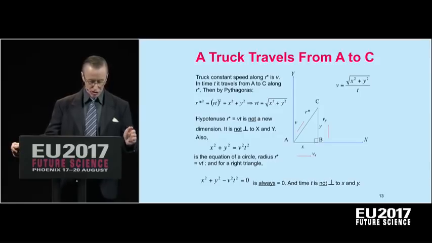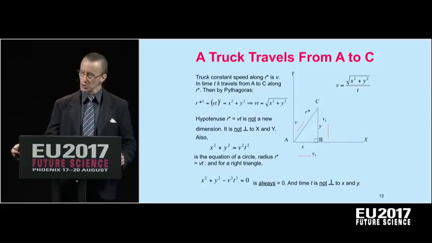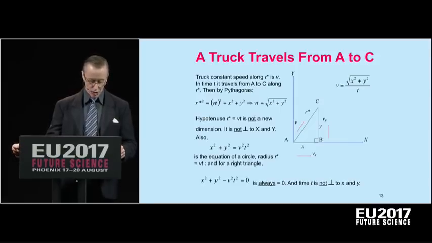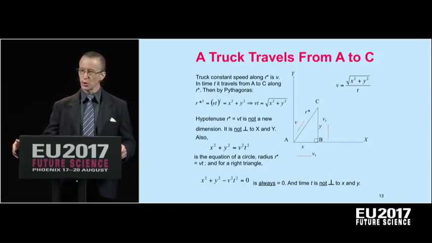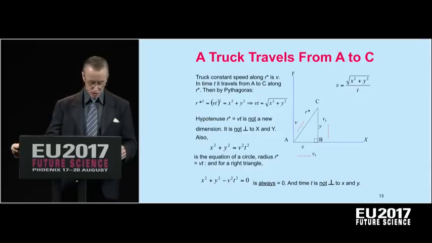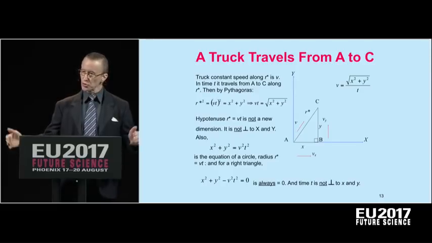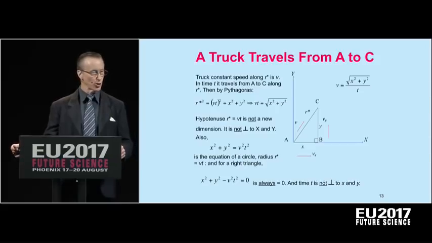A truck has a constant speed along r star is v. In time t, it travels from A to C along this hypotenuse of a right triangle. Then the theorem of Pythagoras applies, and we say r star squared is equal to v times t squared, and that's equal to x squared plus y squared. And that means that v times t is equal to the square root of x squared plus y squared. That's the length of the hypotenuse of a right triangle.